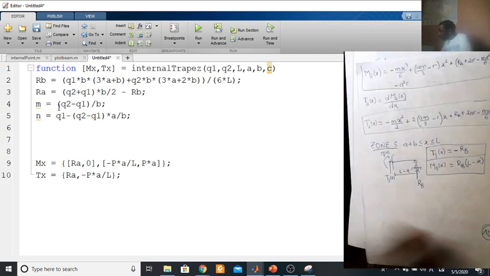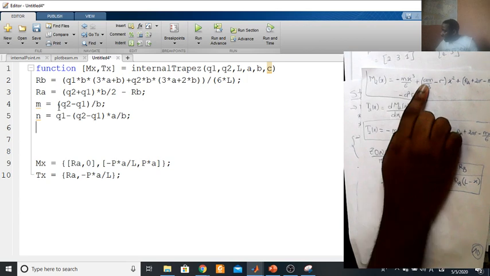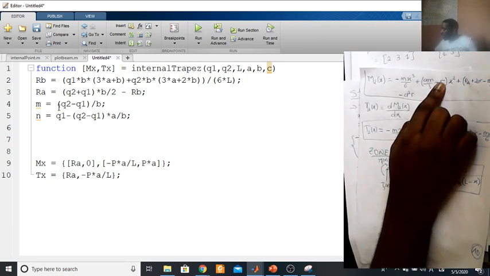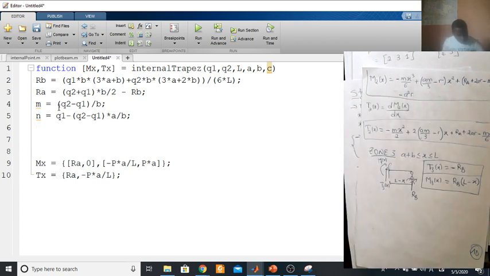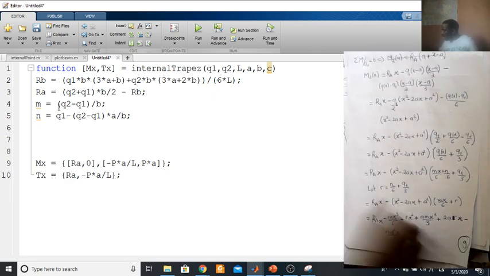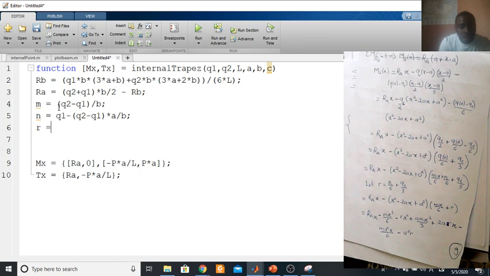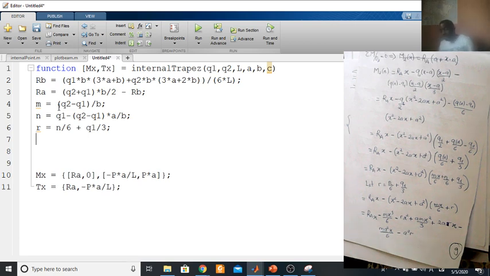Okay, so let's go back to our equation. So we have the value of M. It is known. M also here, it is known. We have R here also that we call something. These equations are just too many. Okay, we said let R be equal to N on 6 plus Q1 on 3, right? So we'll just create the array here to be equal to N on 6, plus Q1 on 3. MATLAB obeys the BODMAS principle, so you do division before the addition. We have no problem. N on 6 plus Q1 on 3. Perfect.